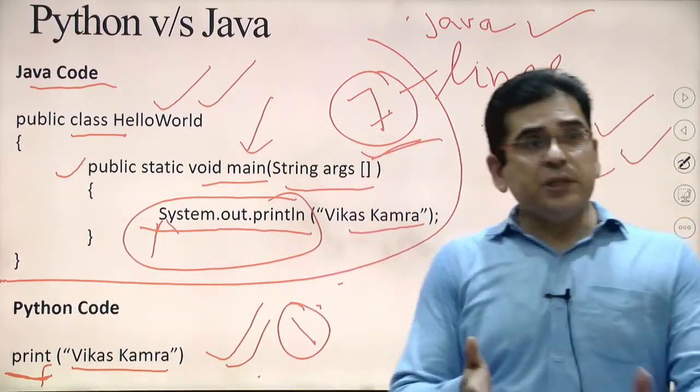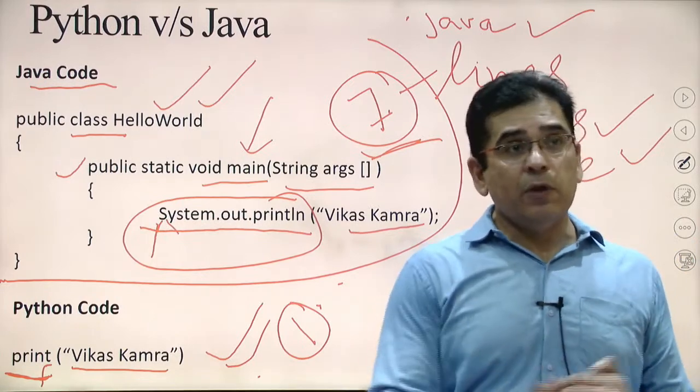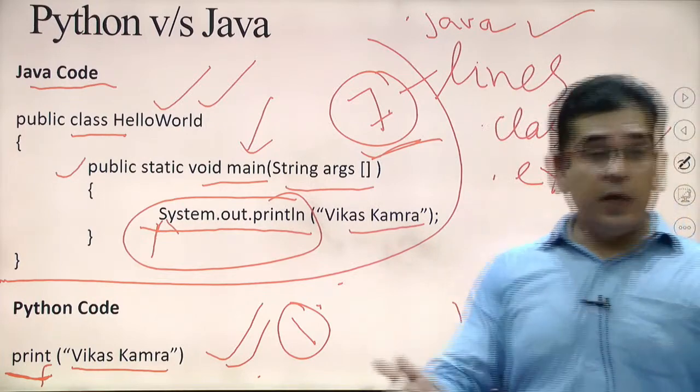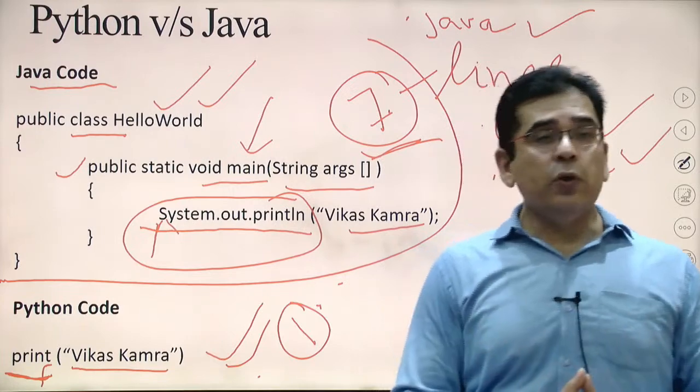So it is a simple program, but if you are writing a complex program, then the difference between the number of lines will also increase. So Python is very easy. If you want to take input from the user, you just simply write input. Like, I am just giving you one example.